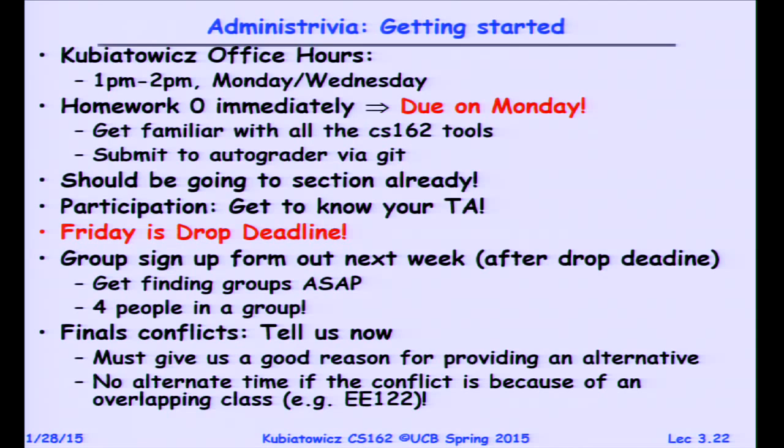By the way, the scheduling office does occasionally screw up and have overlapping finals for courses that aren't overlapping, and those we clearly will help you with, obviously. Wow, okay. Got through the administrivia with no problems.